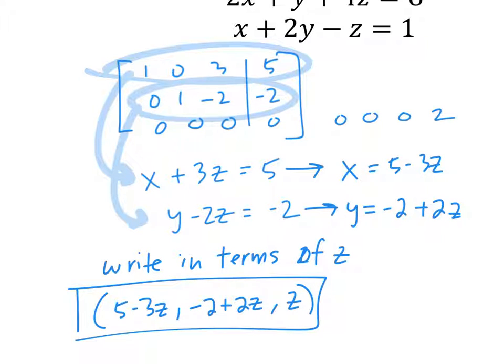Basically, there is no definite solution. It's infinitely many, so as z changes, x and y will change, but there's a relationship between x, y, and z. Not really. I mean, you can graph the relationship, but as you change z, everything's going to change.